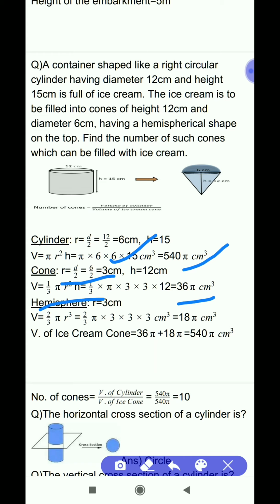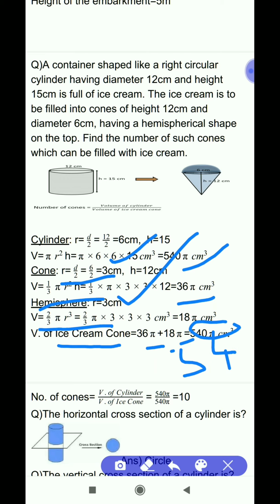Now come to hemisphere. The radius is 3. So its volume, the formula for hemisphere, is 2/3 pi r cube. So 2 by 3 into pi into 3 into 3 into 3, that is 18 pi. So volume of ice cream cone is 36 pi plus 18 pi, that is 54 pi. Number of cones.